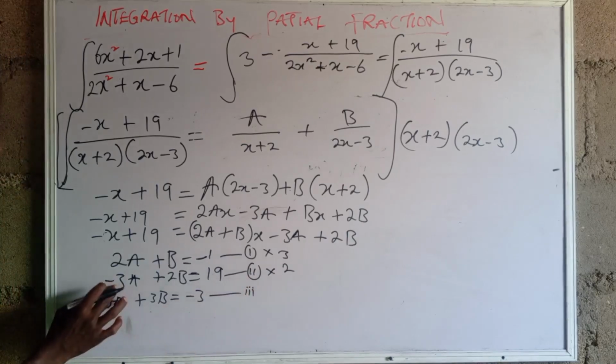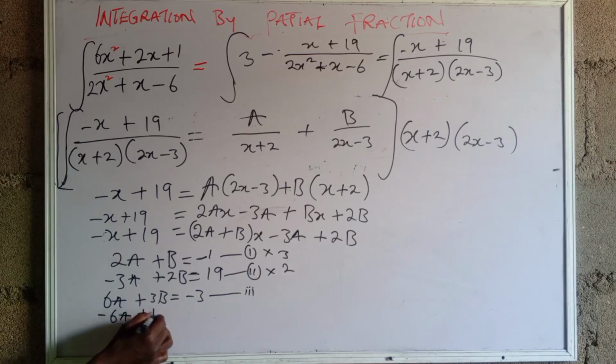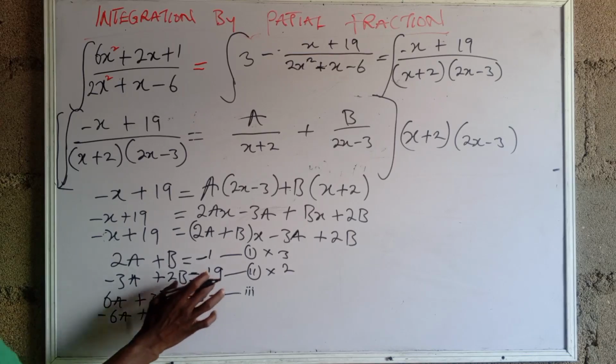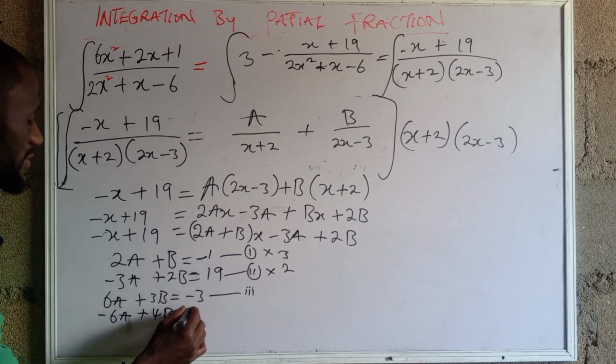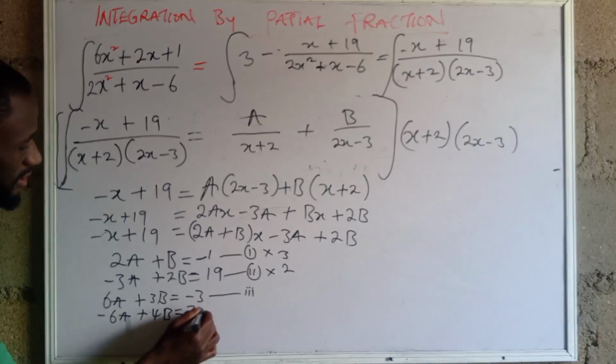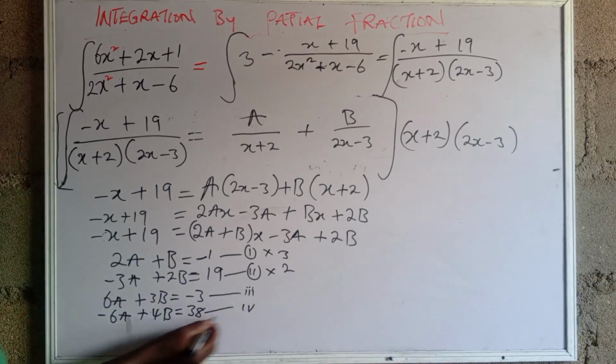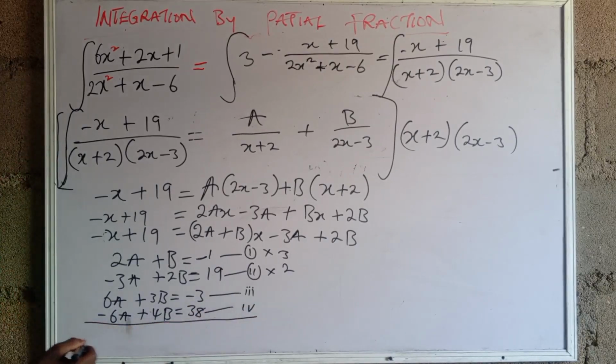Here we can multiply this one by 2. We have minus 6a plus 4b is equal to 2 times 19. Here we have 19 times 2, we have 38. This is equation 4.